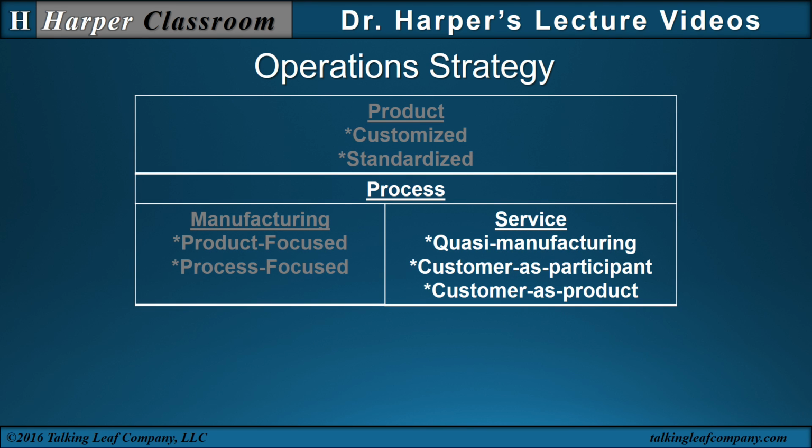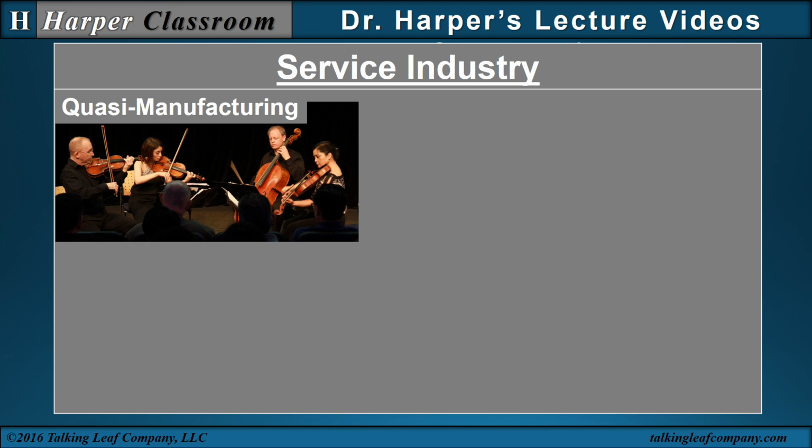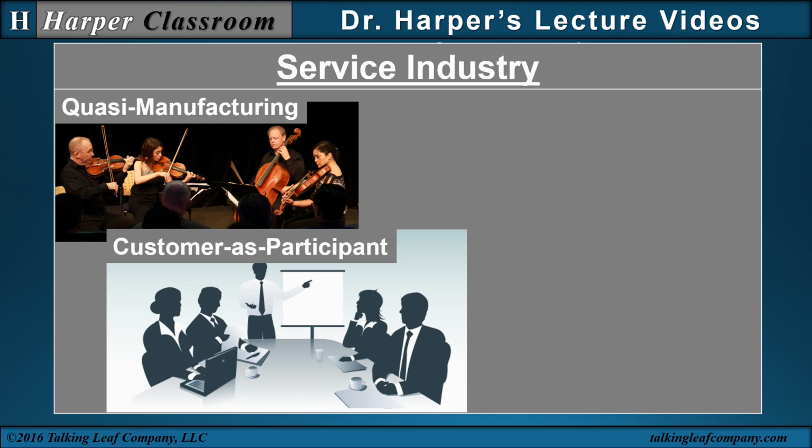Next, we have service process design, and the amount of customer involvement in the operations defines the type of service design. We have quasi-manufacturing, customer as participant, and customer as product. As examples, quasi-manufacturing could be a string quartet, because the customer is listening, but they're not really involved in creating the service. Next, we have customer as participant, where the customers are participating with the consultant. The consultant has to determine what the customers want and need, and the customer has to determine what the consultant is capable of doing and can deliver.